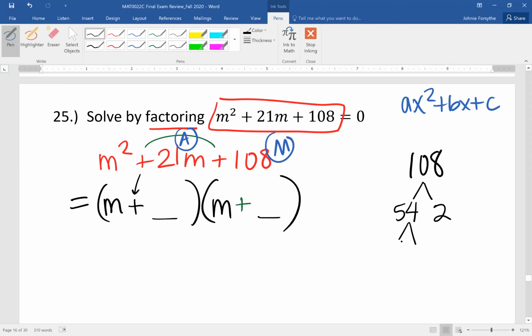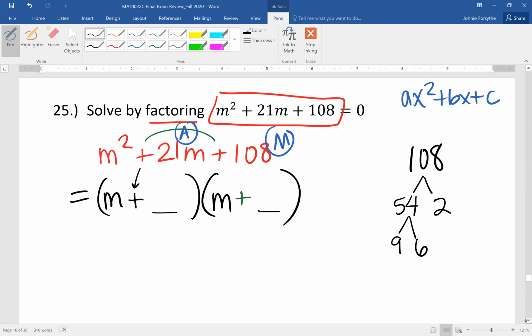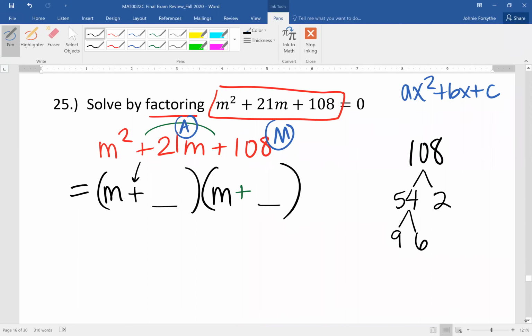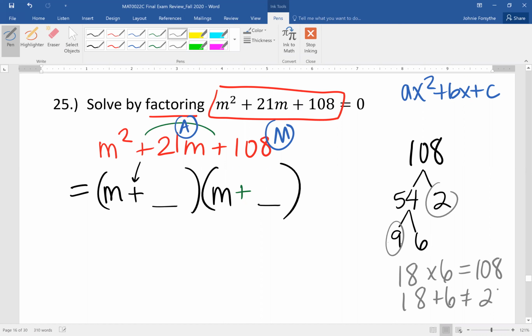So if I break down 54 further, let's see, 9 times 6 is 54. The neat thing about this process is that I can use these numbers to help me come up with some more factors that multiply to give me 108. So for example, I could do 9 times 2. 9 times 2 is 18, and then I have 6. So 18 times 6 gives me 108. Does 18 plus 6 give me 21? No, that does not give me 21. That gives me 24.